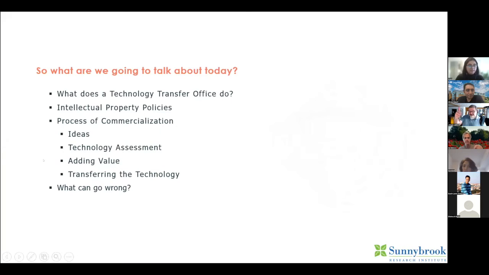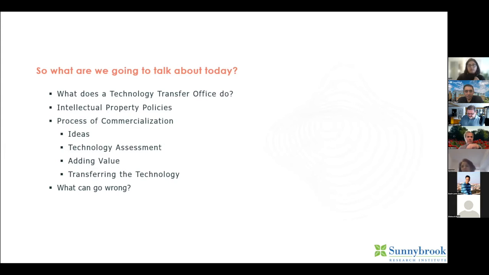So today what we're going to address is what a technology transfer office does. Most institutions have separate tech transfer offices. I will shed some light into what Sunnybrook's tech transfer office does as well. Another key component to think about is intellectual property policies. They differ from institution to institution and are often an overlooked part by the scientists. So definitely something that you should be aware of.